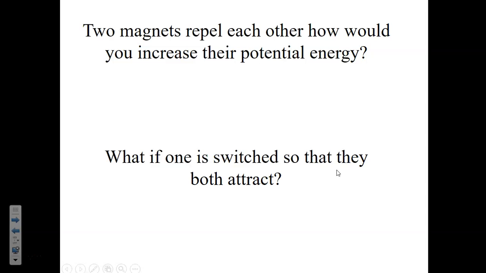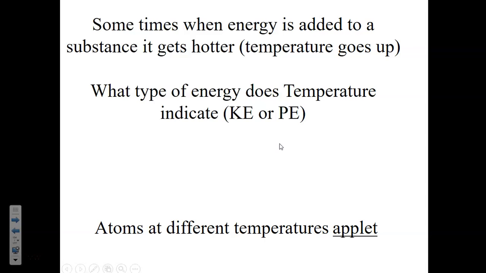So if we had two magnets and they repelled each other, could they store potential energy? Which way would you move the magnets in order to store potential energy if they repelled each other? You would have to push them towards each other as they repel each other, and that energy would be stored as magnetic potential energy. And if you flipped one so that they attracted, then you'd pull them apart, and that would store potential energy. There's no equation that we're going to deal with for potential energy of a magnet, but just throwing it out there.